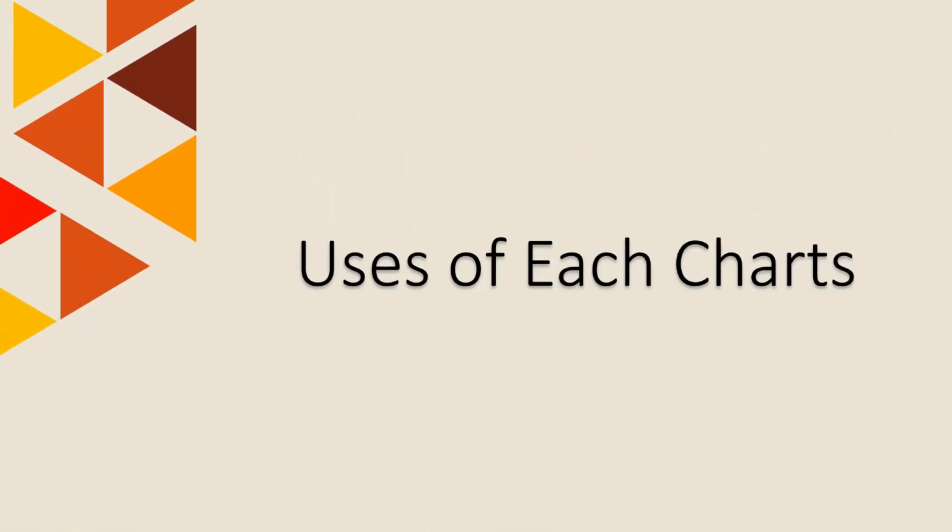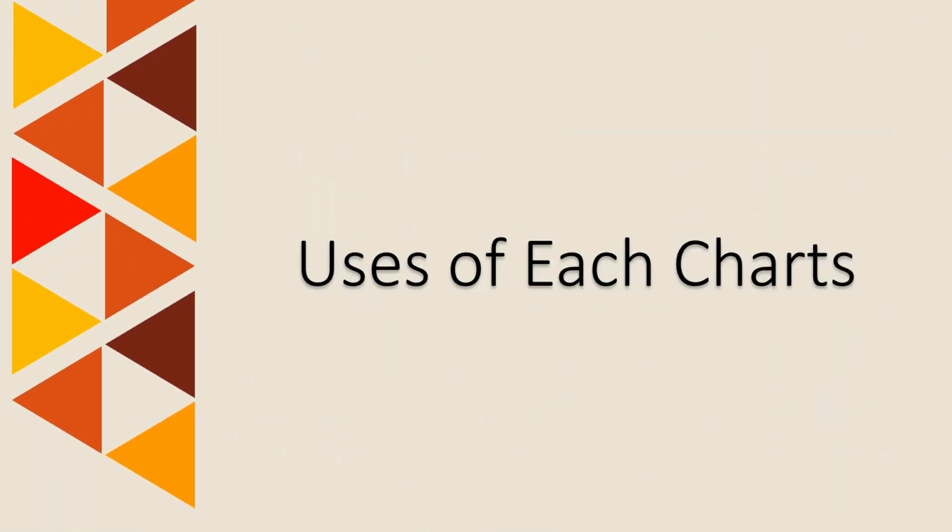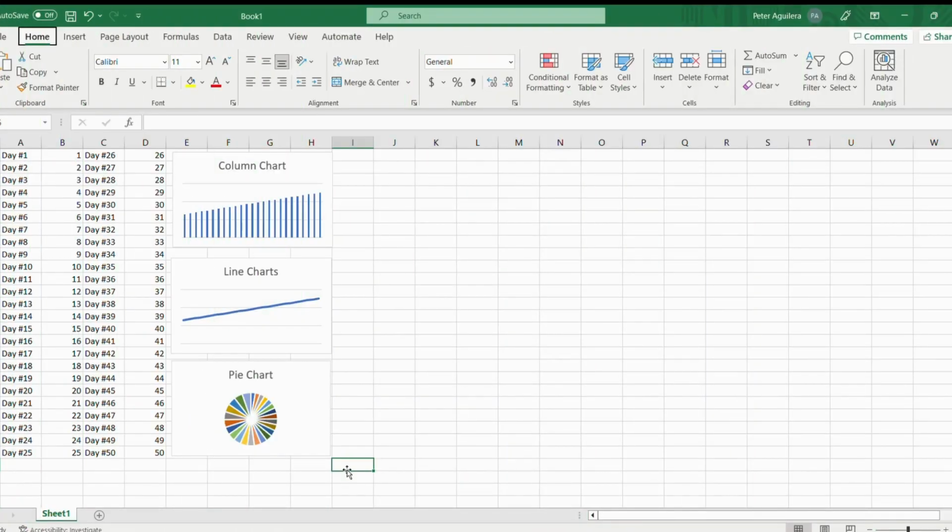Now let's talk about the uses of each different chart in Excel. Now that we know the three essential charts, we also need to know when to use each one. Therefore, the column and the pie chart are mostly used for numerical representations, with the column chart being very direct representation and the pie chart being very relative representation.